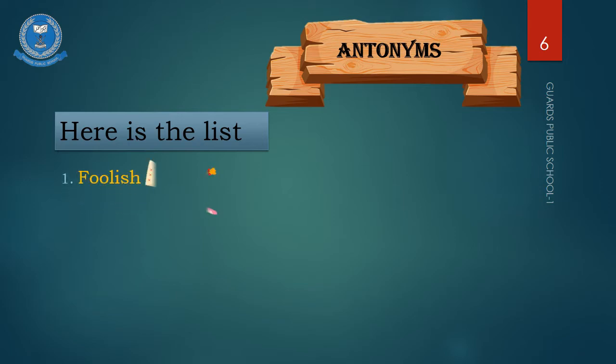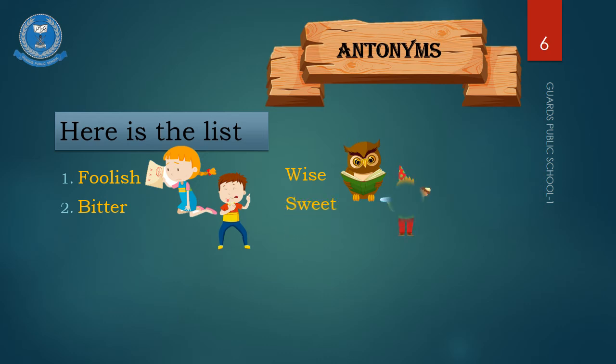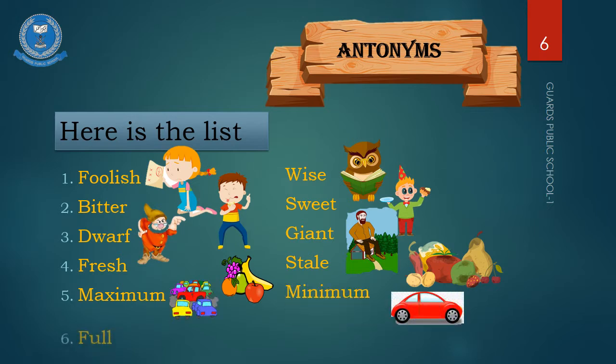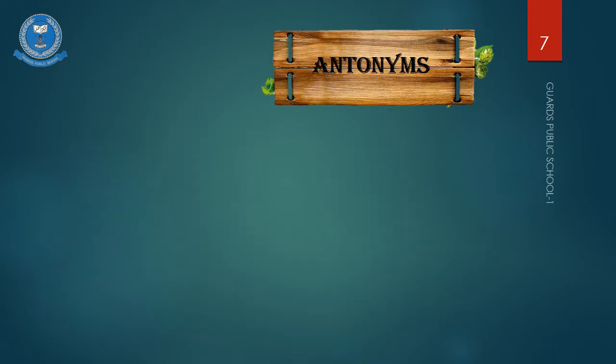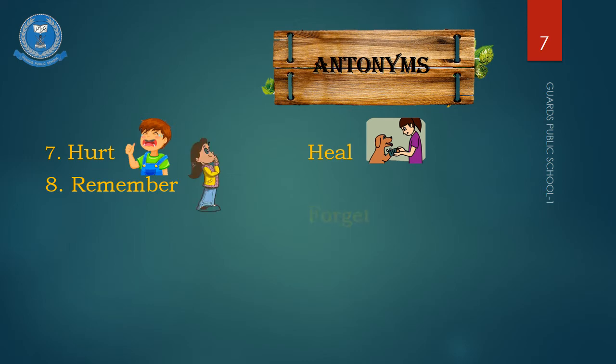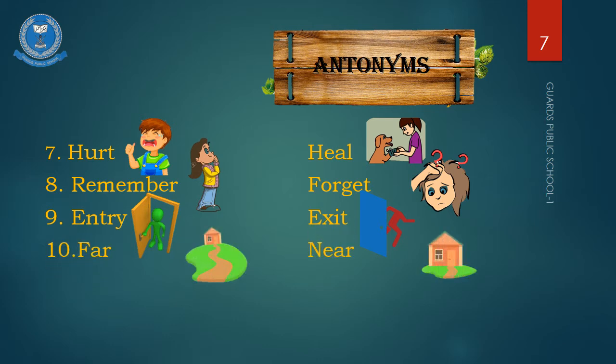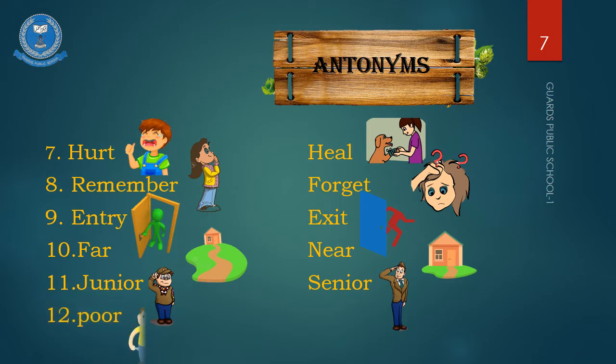Number 1, foolish, wise. Number 2, bitter, sweet. Number 3, dwarf, giant. Number 4, fresh, stale. Number 5, maximum, minimum. Number 6, full, empty. Number 7, hurt, heal. Number 8, remember, forget. Number 9, entry, exit. Number 10, far, near. Number 11, junior, senior. And number 12, poor, rich.